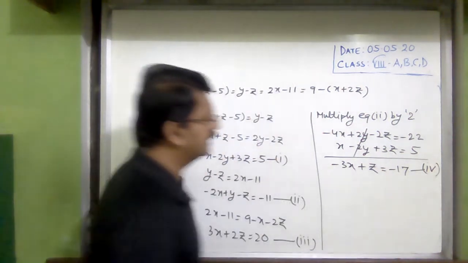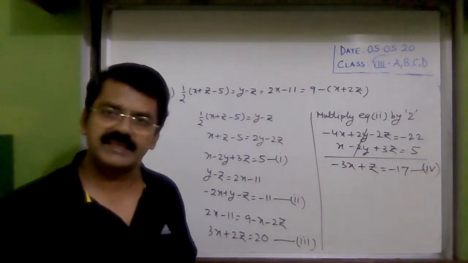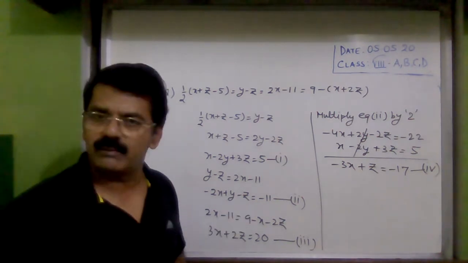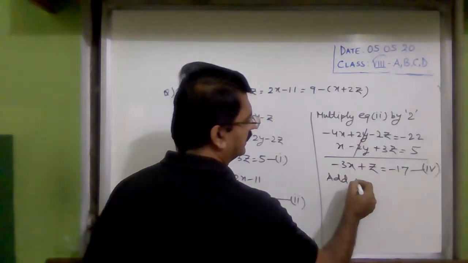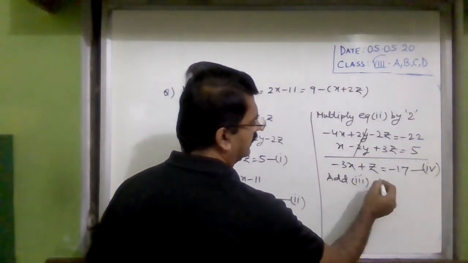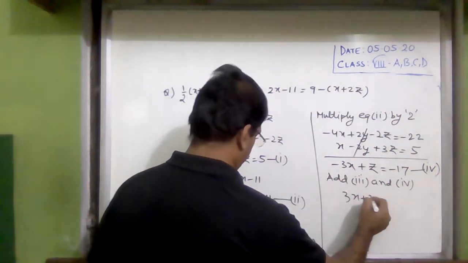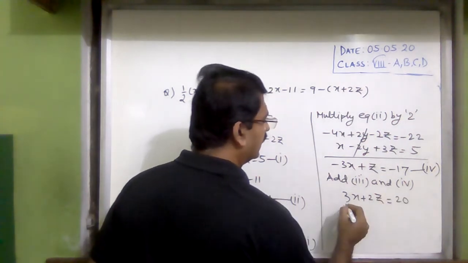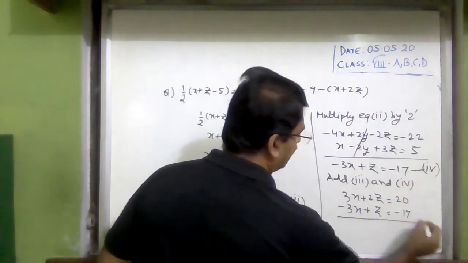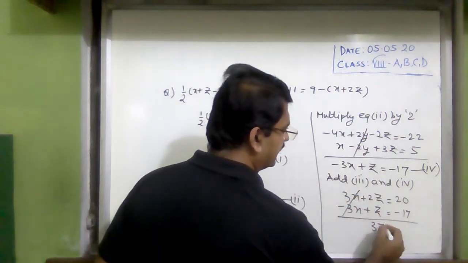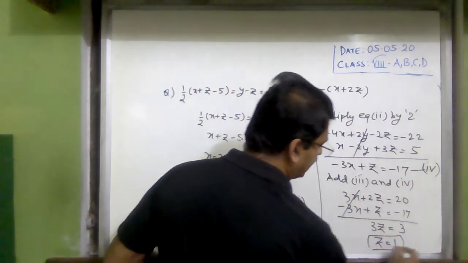Now you see equation number 3 and equation number 4, both are in x and z only, and the coefficient of x is the same in both the equations. So simply add them. Add 3 and 4. So 3x plus 2z is equal to 20, minus 3x plus z is equal to minus 17. This is cancelled. 3z is equal to 3. So we got z is equal to 1.